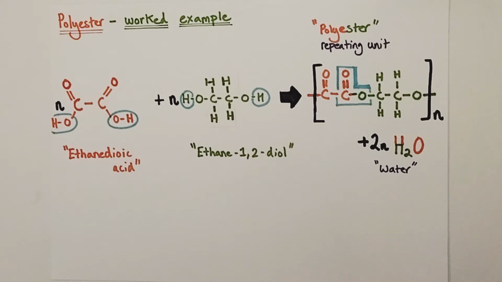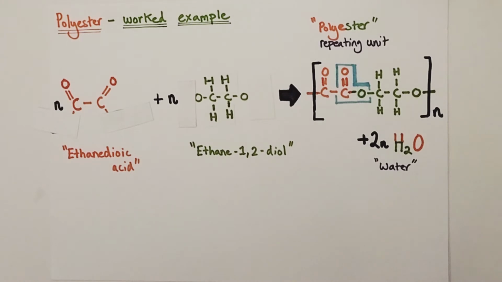It involves taking lots and lots of ethane dioic acid monomers and joining them together with lots and lots of ethane 1,2-diol monomers. So that's a dicarboxylic acid real example and a diol real example. In the process of this condensation reaction, the OH groups on the ethane dioic acid molecules and the hydrogen atoms on the ethane 1,2-diol monomers will be removed, forming water molecules in the process.